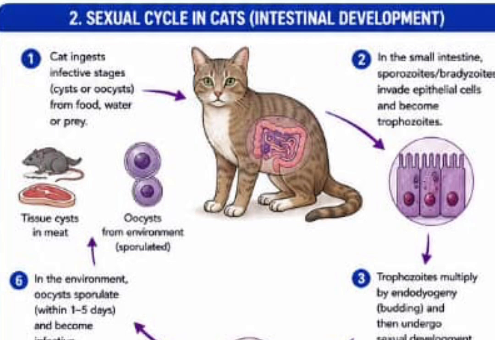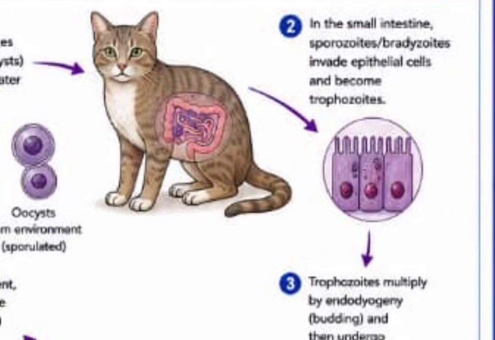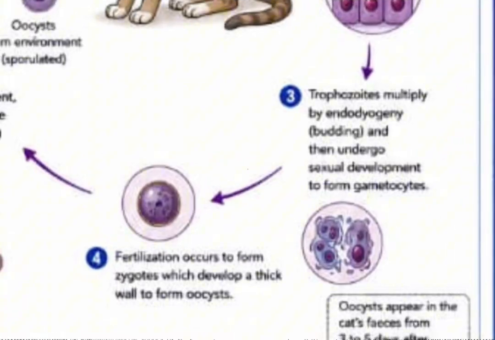The trophozoite multiplies by endodyogeny reproduction. So when it starts reproducing by budding, what happens? It undergoes sexual reproduction or sexual development to form what? A gametocyte. So we have sporozoite or bradyzoite, which multiply in the intestine to trophozoite. Then the trophozoite multiplies, forming what we call a tachyzoite. So the tachyzoite is the active form of this trophozoite, which multiplies to form a gametocyte now.